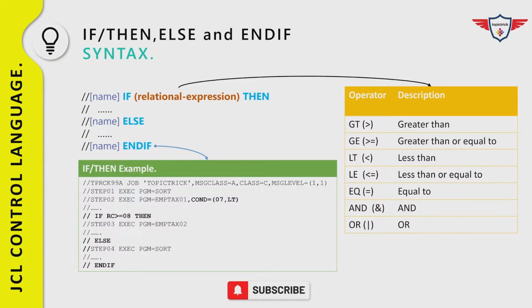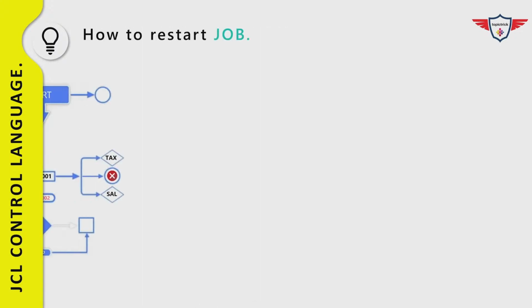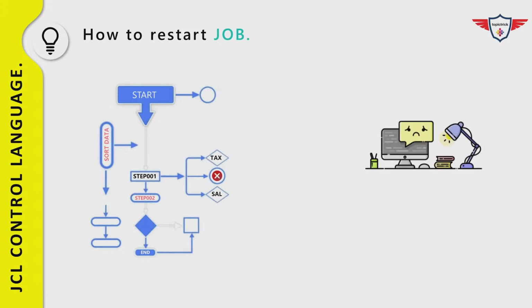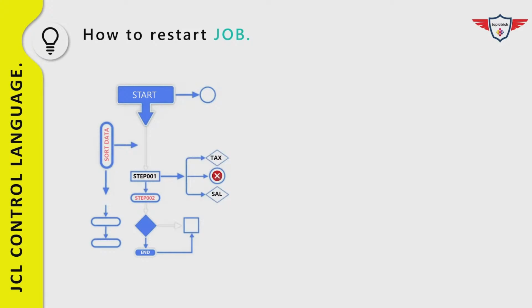Now let's focus on our next section, that is how to use restart parameters to restart your job. And in this section, we will try to understand what are the different ways of restarting your job in case it fails. So when a program abends or the system fails, you may need to restart a job from a specific point or a step where it had failed instead of restarting it from the top.